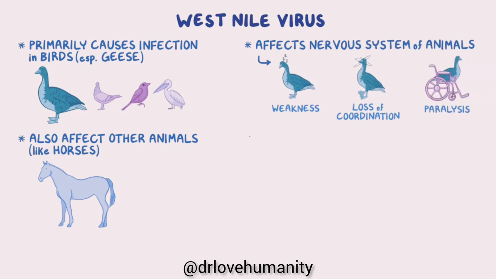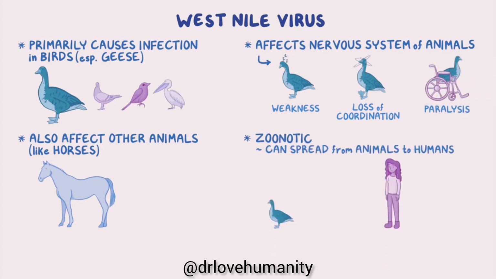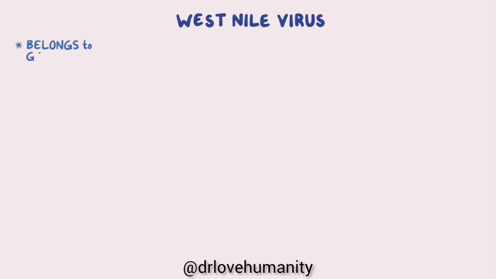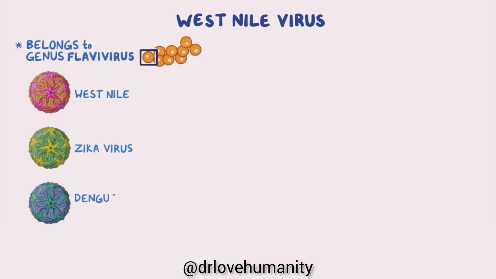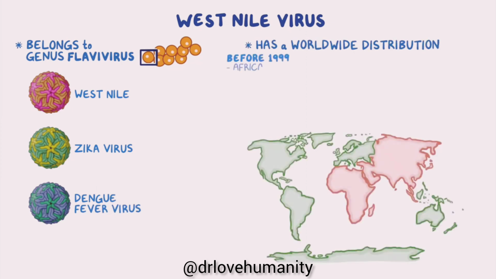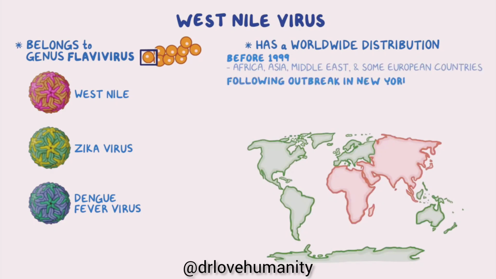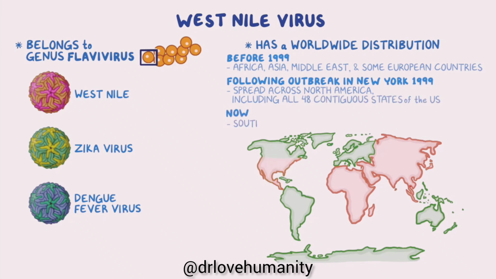West Nile virus is a zoonotic virus, which means that it can spread from animals to humans. The West Nile virus belongs to the genus Flavivirus, along with a few other viruses like the Zika virus and dengue fever virus. West Nile virus has a worldwide distribution. Before 1999, it was present mainly in Africa, Asia, the Middle East, and some European countries. Following an outbreak in New York in 1999, it spread across North America, including all 48 of the contiguous states of the U.S., and has now been found in South America and parts of the Caribbean.